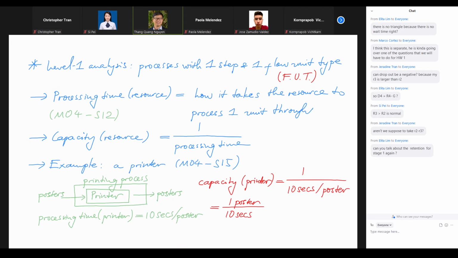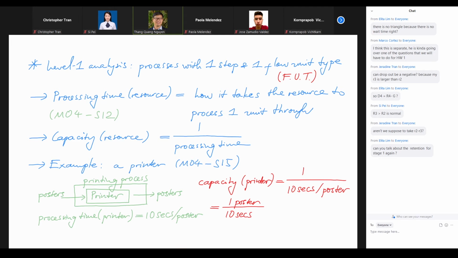So the capacity and the processing time are just the flip sides of each other. They are just a reciprocal of each other in math and also in daily language. But then the question doesn't stop here. They ask posters per hour. So we need to convert these to hours, right?